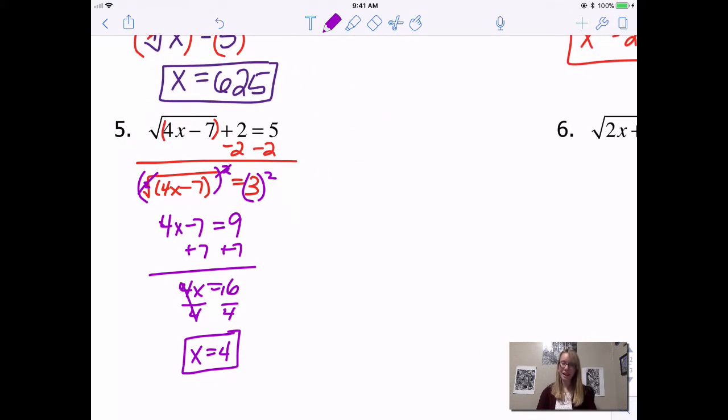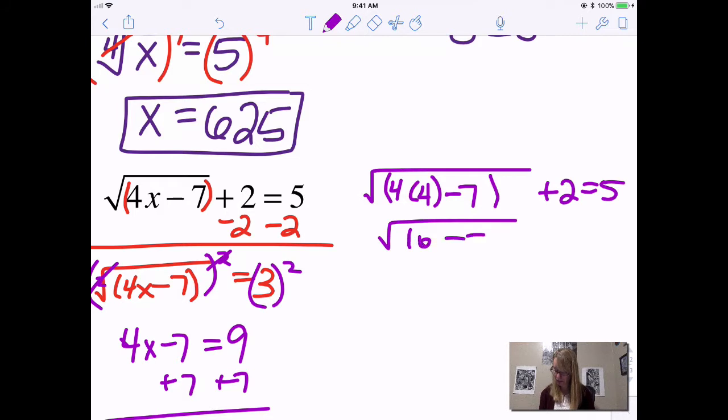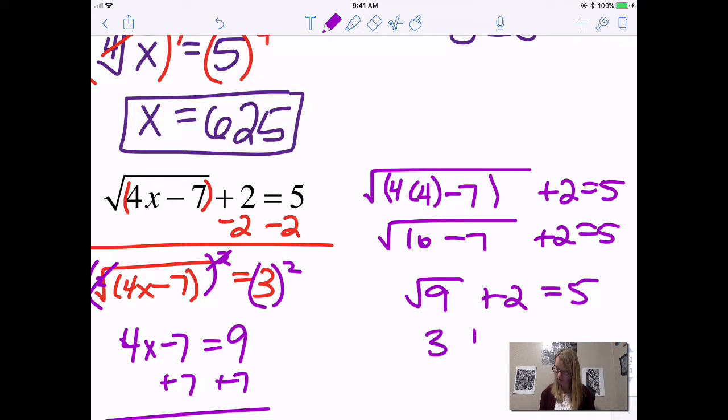When you do this check, I think it's going to be easier if you actually do this one by hand, because there's a lot going on. My check is the square root of 4 times 4 minus 7, plus 2. I want to know, does that equal 5? Again, parentheses here. So I've got the square root of 16 minus 7, plus 2. Does that equal 5? Square root of 9 plus 2. Does that equal 5? And 3 plus 2, in fact, equals 5.